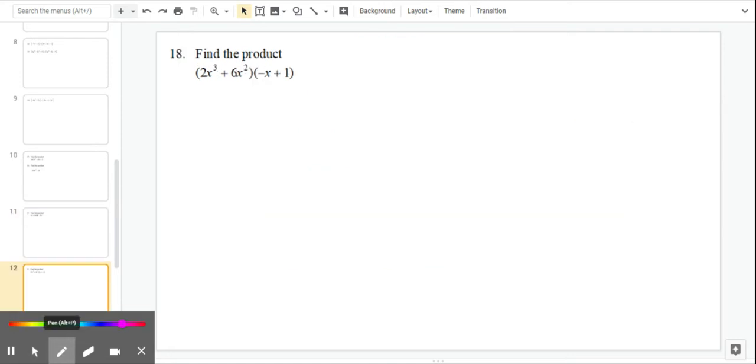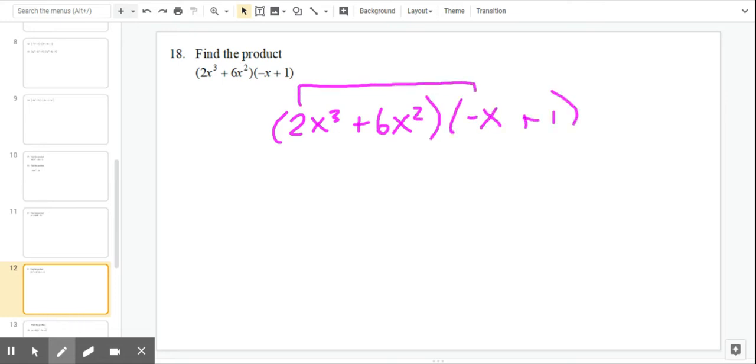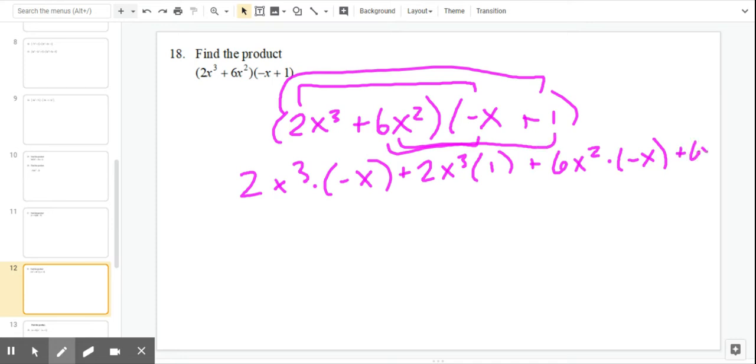Next one, again, it's two binomials, so we have to FOIL again. So 2x cubed plus 6x squared, negative x plus 1. We do the first, so 2x cubed times negative x, outer. So 2x cubed times 1, inner. 6x squared times negative x, and then last, 6x squared times 1.